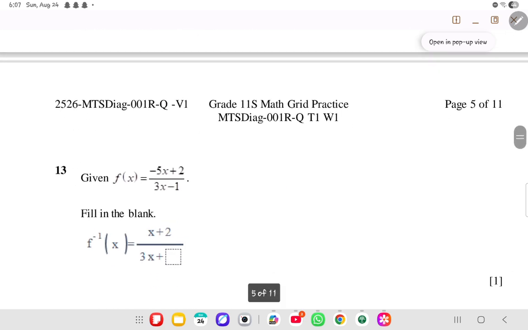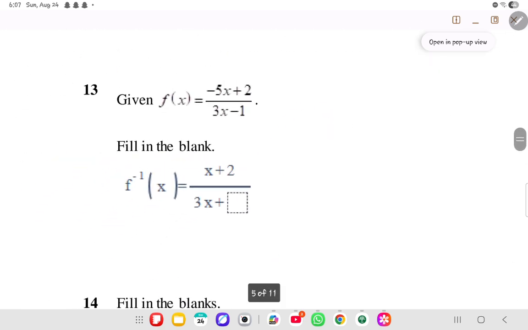Now, here, we need to find f inverse of x. There's many ways of doing this. I'll explain the really easy way first. It's by just swapping them. If you want to skip and you know how to do it, you can skip. So just swap these two and switch their signs.